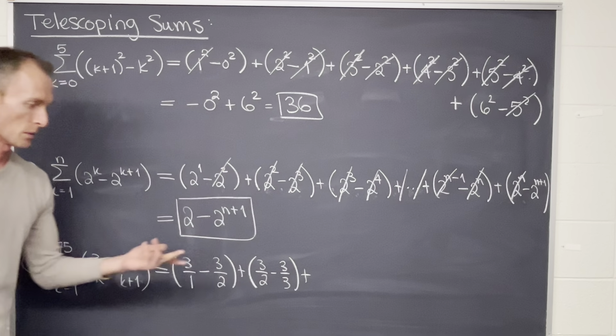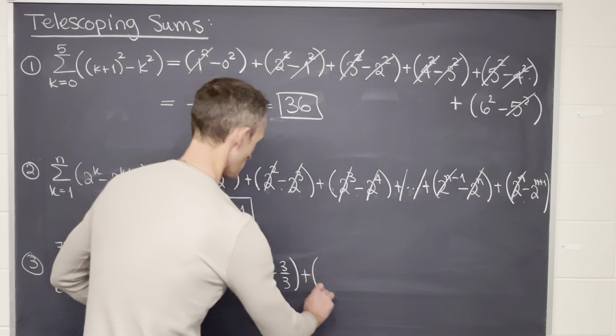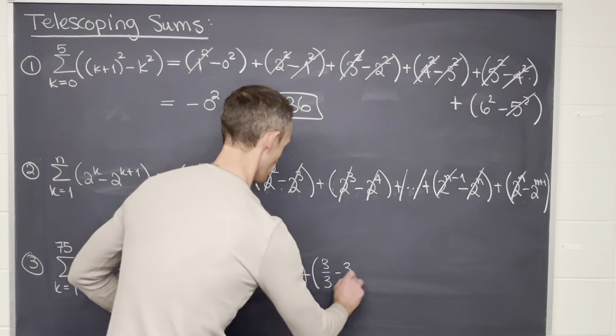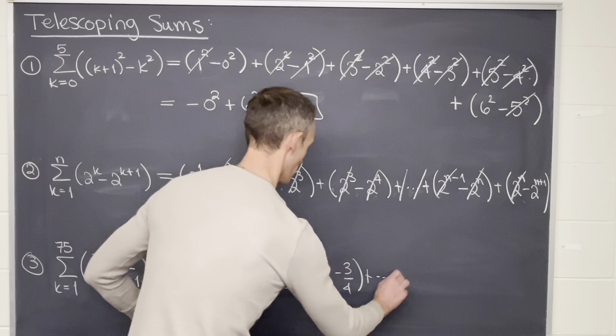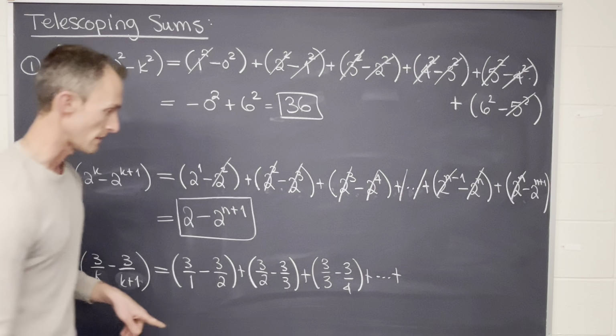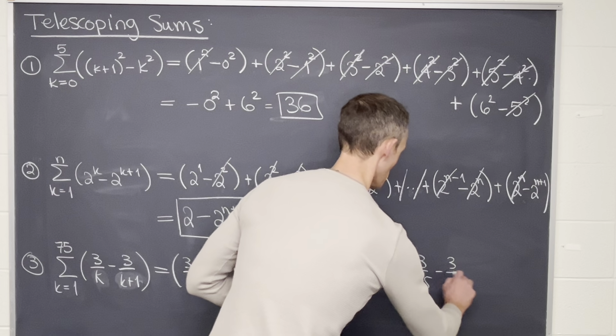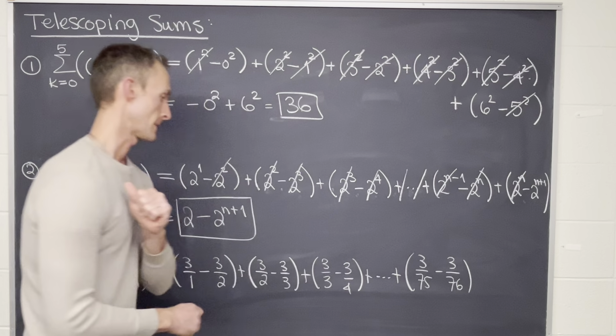You might be asking, well, Robbie, 3 thirds is 1, and I'm like, well, that's a fair point. Okay, but I don't really care what the numbers are at this point. I'm just trying to find patterns to see if they'll cancel. So now k is 3, 3 thirds minus 3 fourths. Okay, what's my very last term? That's when k is 75. So 3 over 75 minus 3 over 76.